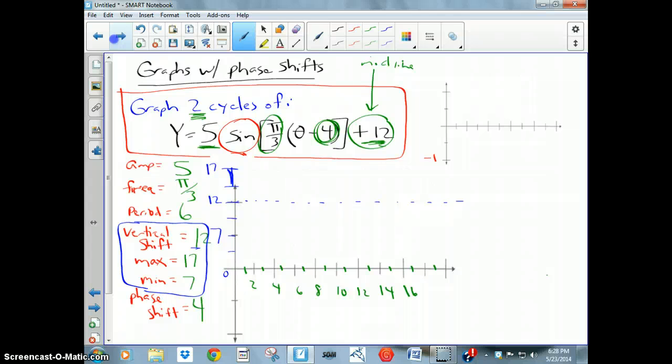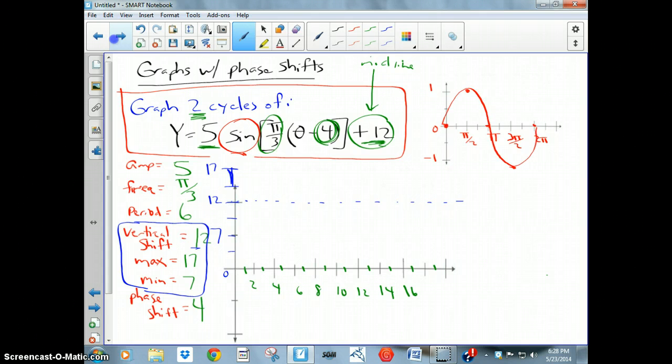If you recall, the original sine graph starts at 0, and then at pi over 2, it's at its maximum. At pi, it's back to 0. And then at 3 pi over 2, it's down at the minimum. And then at 2 pi, it's back to 0. I'm just going to sketch this roughly.